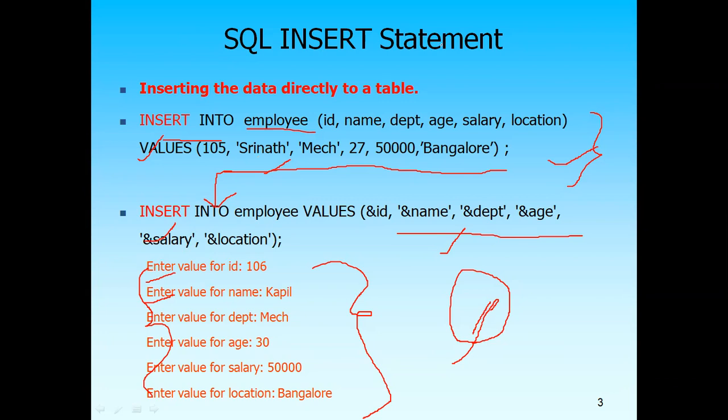So after mentioning these field names, you can use the values. Values is a keyword. After values, you can mention the values of these fields that you want to insert into the table. So here 101 is the employee ID, Srinath is the name of the employee, then mechanical is the department, 27 is the age, salary, and then location. So after executing this statement, one new record with these values will be inserted into the employee table. This is one of the methods.